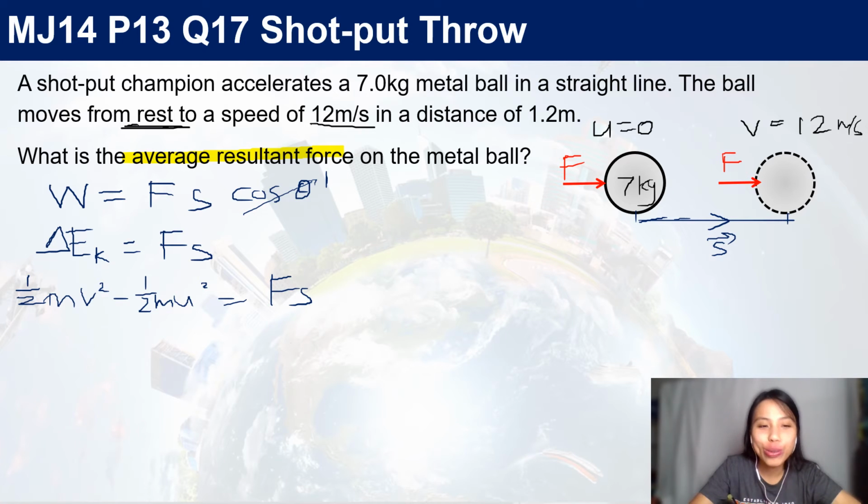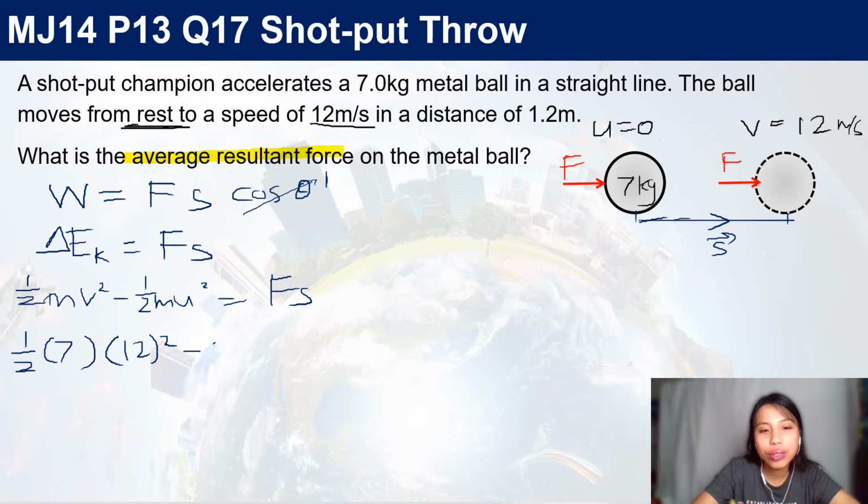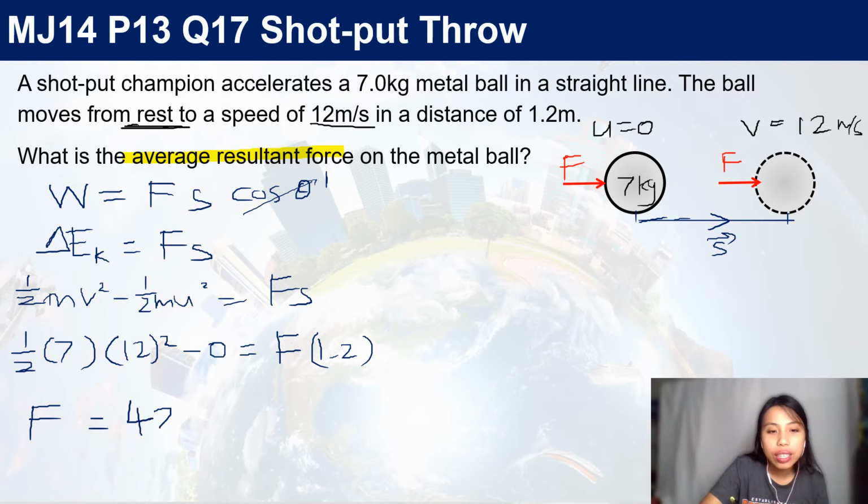We can plug in all the values we know now. So half mass is 7 kg. Velocity, we end up with 12. Initial is 0. Great, don't need to worry about that. So just minus 0 equals that force, the average force we're trying to find, times the displacement, which is 1.2 meters. So from here, we can find the average force. That would be 0.5 times 7 times 12 squared divided by 1.2. So we get about 420 newtons.